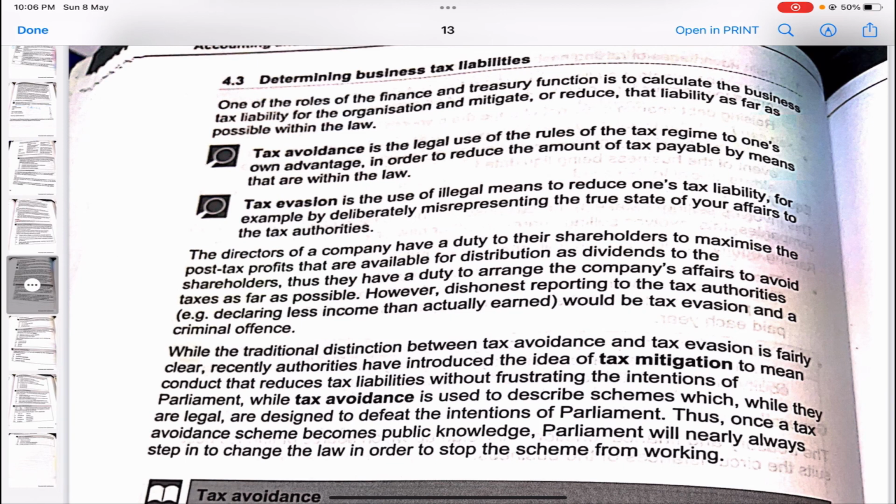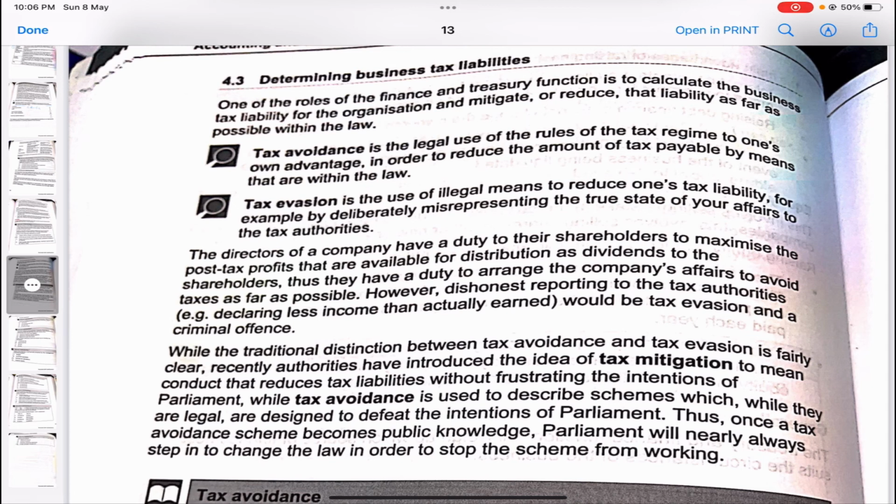Determining business tax liabilities. One of the roles of the finance and treasury function is to calculate the business tax liability for the organization and mitigate or reduce that liability as far as possible within the law. So, what is tax avoidance? Tax avoidance is the legal use of the rules of the tax regime to one's own advantage. So, it is legally done, like we just avoid the situations where we need to pay the tax, in order to reduce the amount of tax payable by means that are within the law.